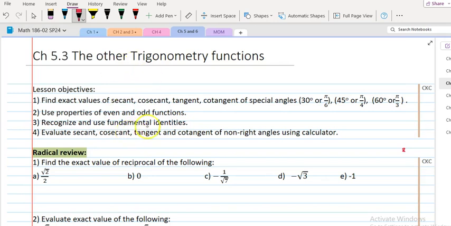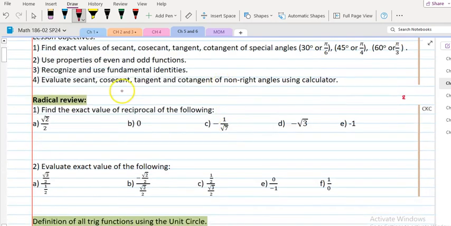And lastly, use a calculator to calculate the trig function values of these four trig functions for non-special angles. I think it's non-special angles, like if it's 31 degrees instead of 30 degrees, like that.